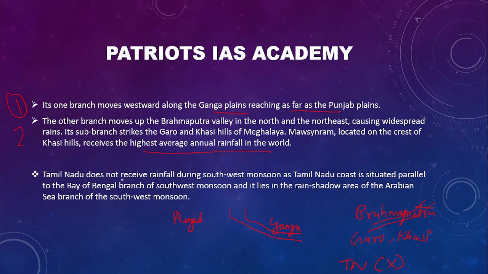Whereas Tamil Nadu does not receive rainfall during the southwest monsoon, as the Tamil Nadu coast is situated parallel to the Bay of Bengal branch of the southwest monsoon, and it lies in the rain shadow area of the Arabian Sea branch of the southwest monsoon.